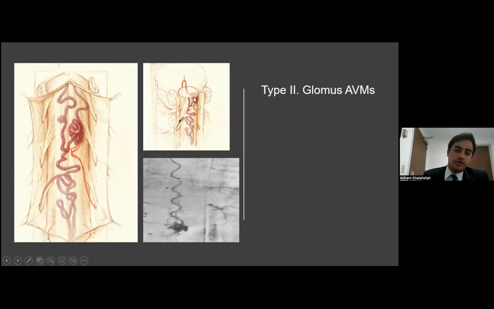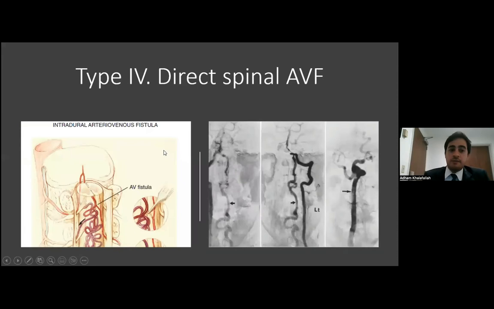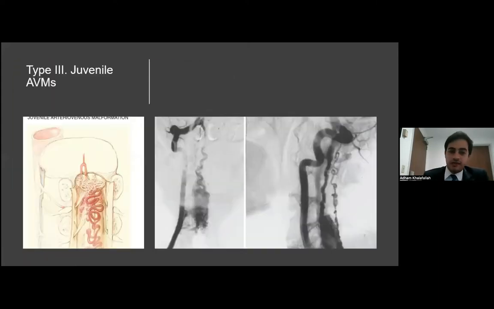They're no longer dural. They're actually in the spine, in the cord itself. And this, to differentiate it between the juvenile, you can see here the juvenile is more diffuse than the glomus, where you can see here it's very compact. And the glomus AVMs are thought to be more in adults versus the juvenile AVMs, which are more in the younger people, which is also explained in Ellsberg case, which we just talked about. It most likely have been a juvenile AVM in this 13-year-old kid.